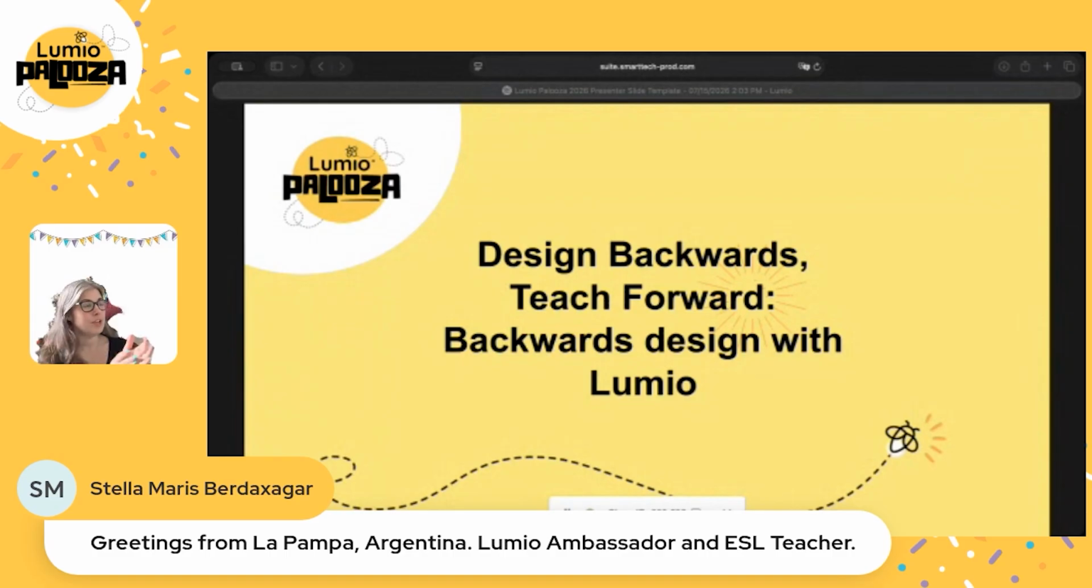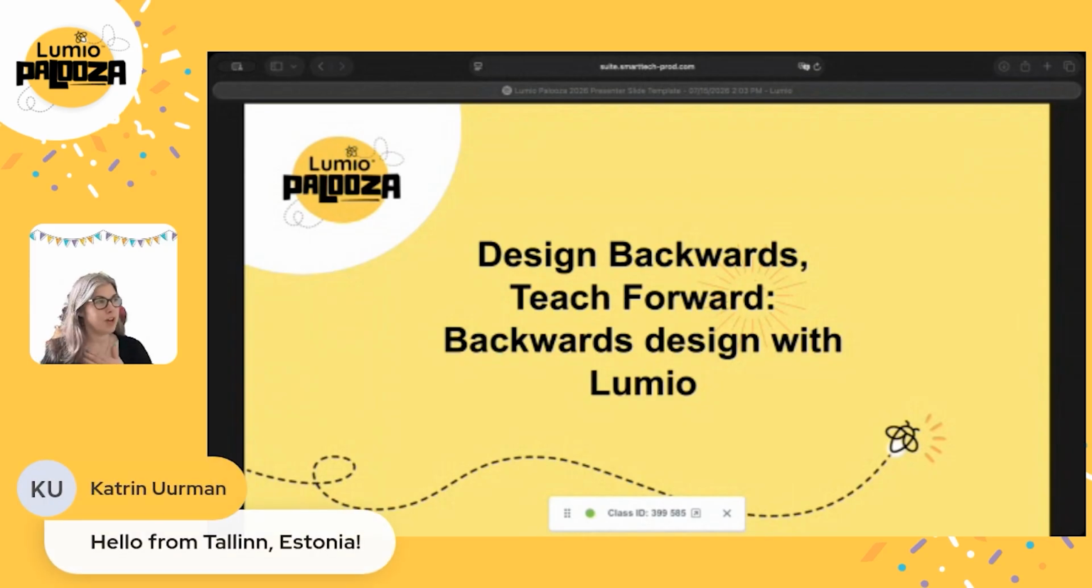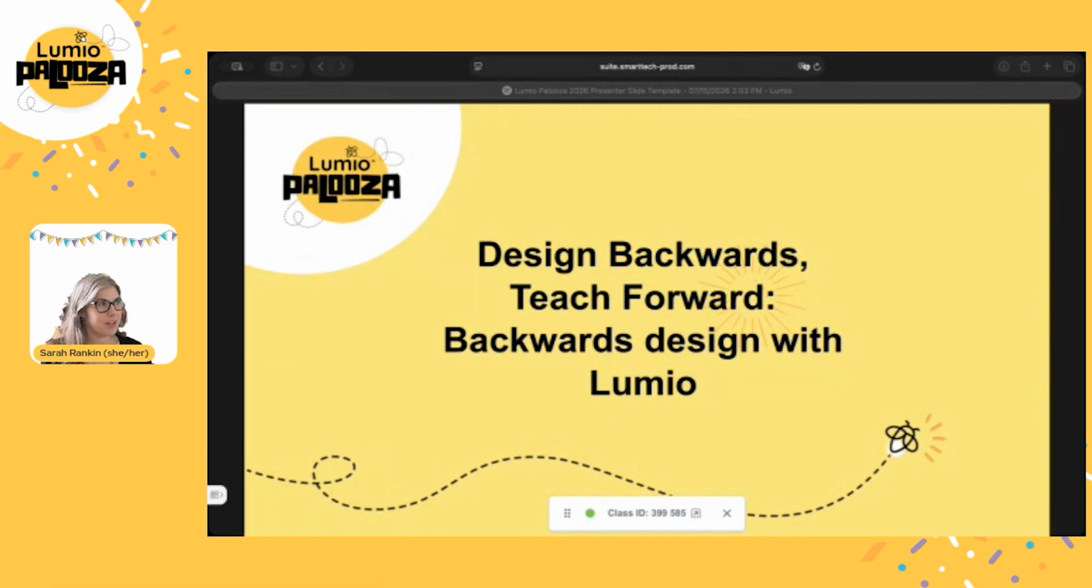So yes, hopefully you are here for the session entitled Backwards Design, Teach Forward, Backward Design within Lumio. If you are not familiar with Backwards Design or UDL, do not worry. My plan is to walk through both of those concepts with you while we're looking at this together.